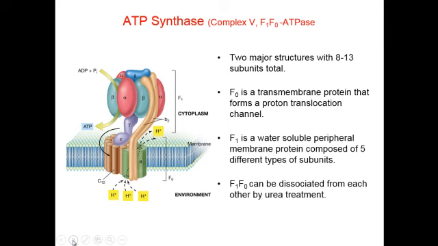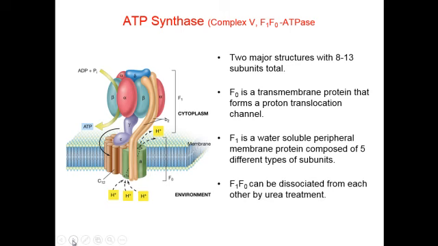So this is either going to be the inner mitochondrial membrane if we're talking about eukaryotes, or if we're talking about prokaryotes, this would be the plasma membrane. And this is the region that forms the proton channel. So this is the region that the protons flow through on their way back down their concentration gradient.